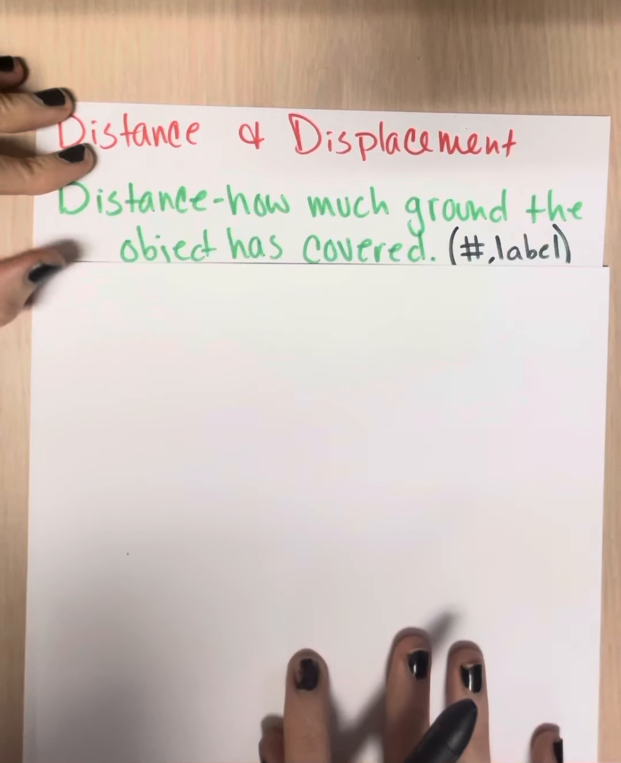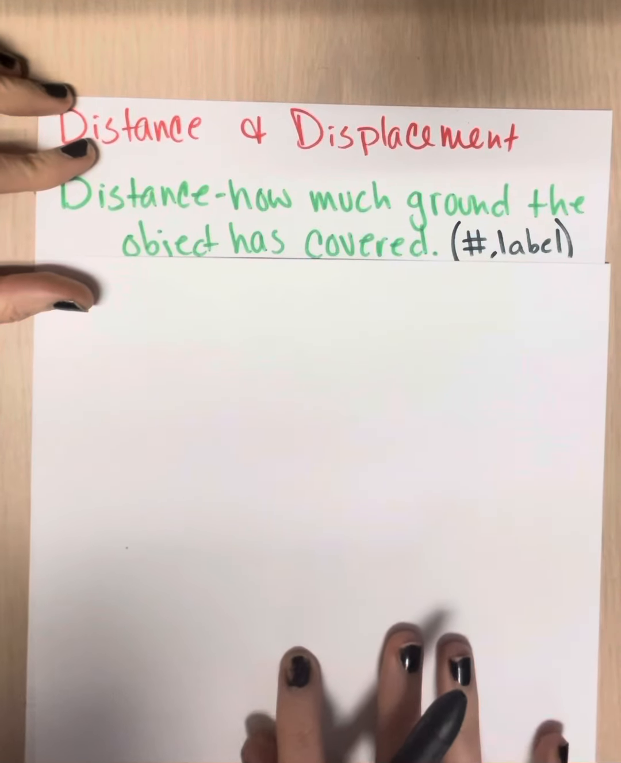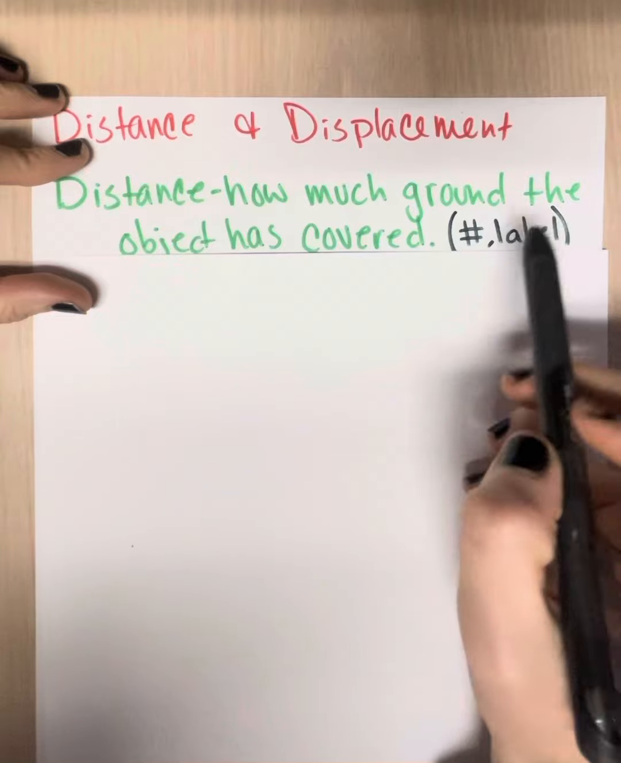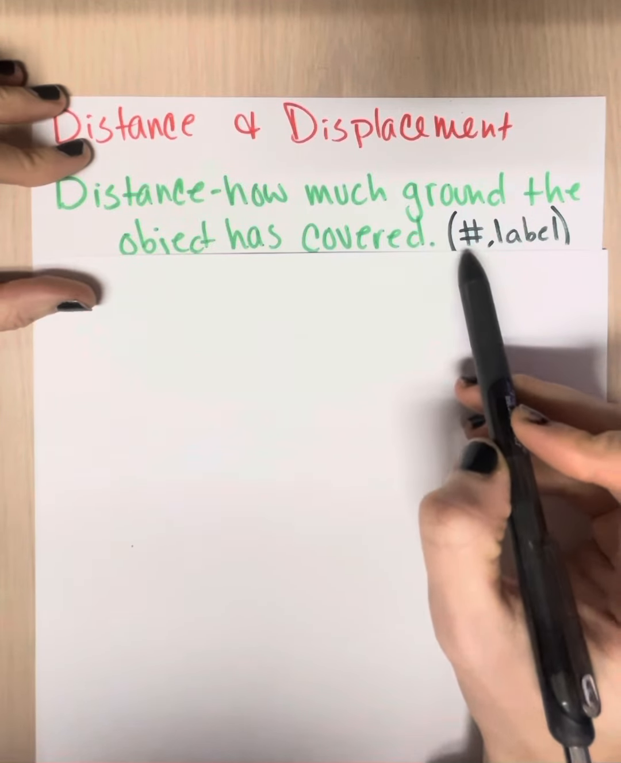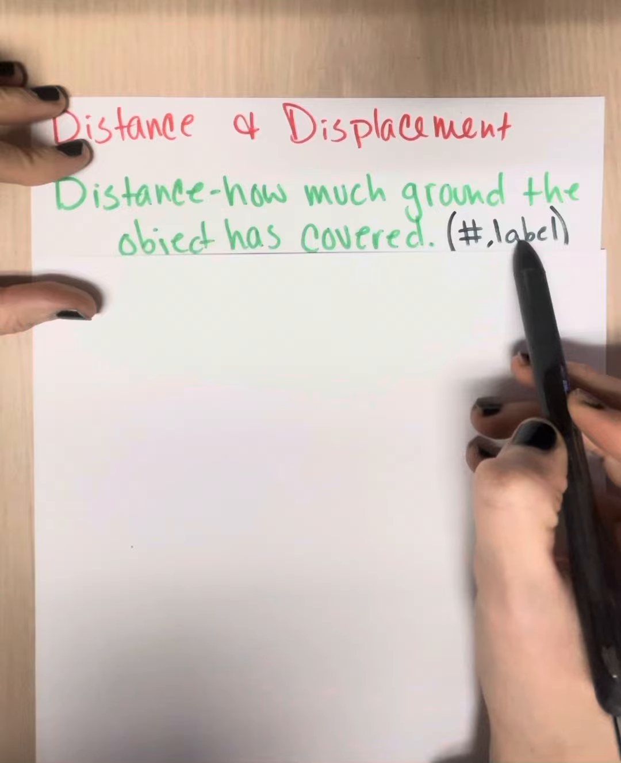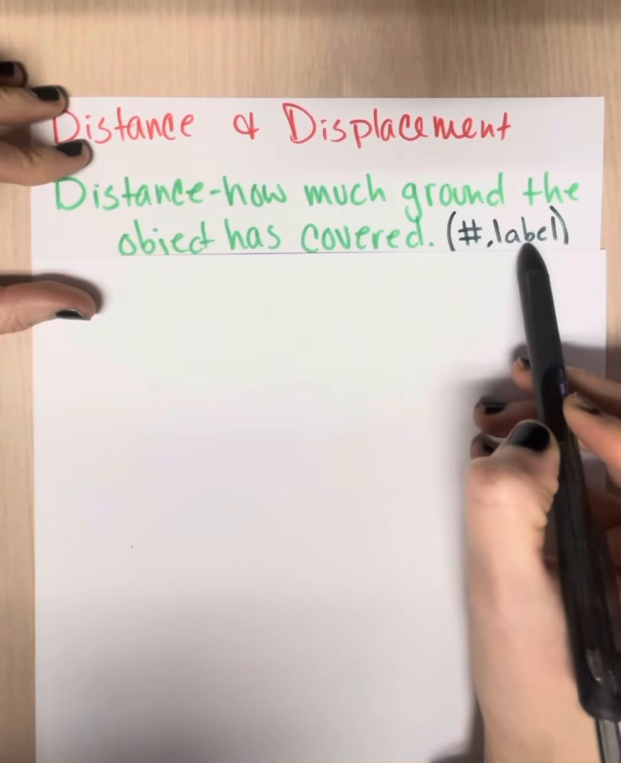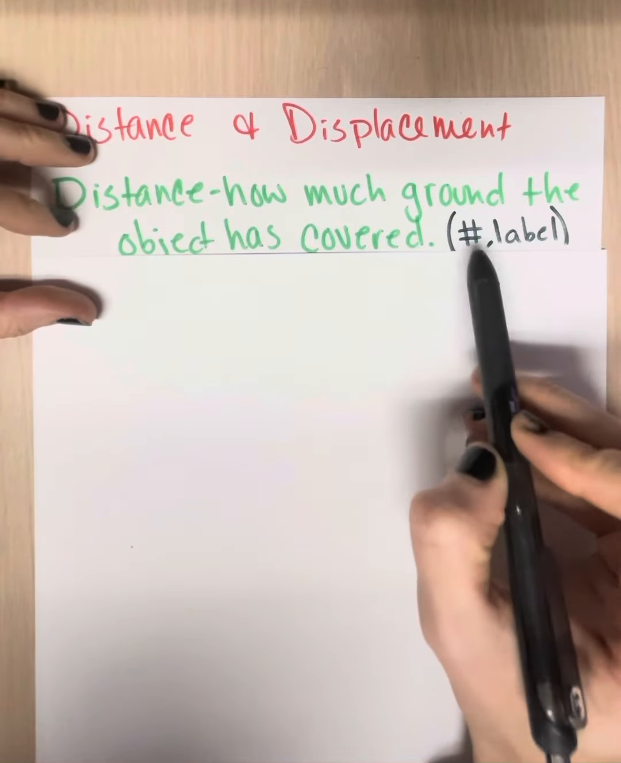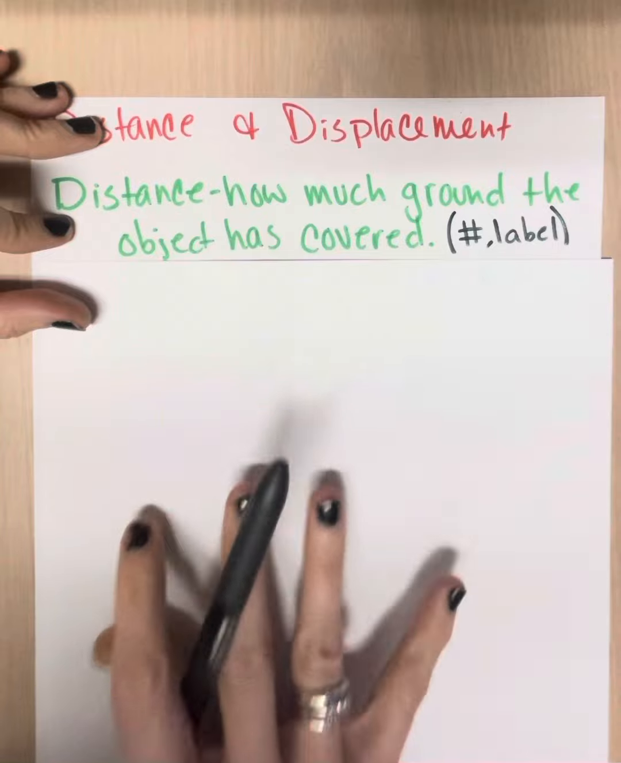Distance is going to be the first. How much ground does the object actually cover over time? Whenever you give an answer for this, you need to have a number and a label. So for example, 6 miles, 4 inches, some sort of number and some sort of label here. This number can also be 0, so keep that in mind.